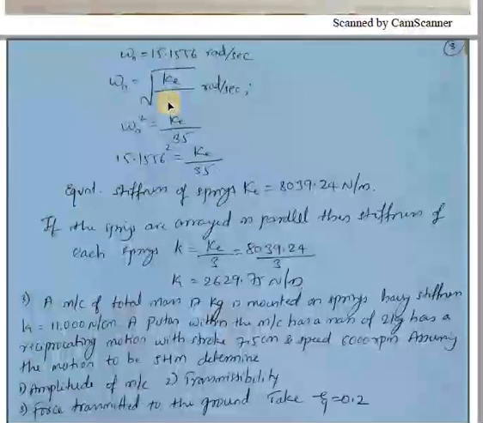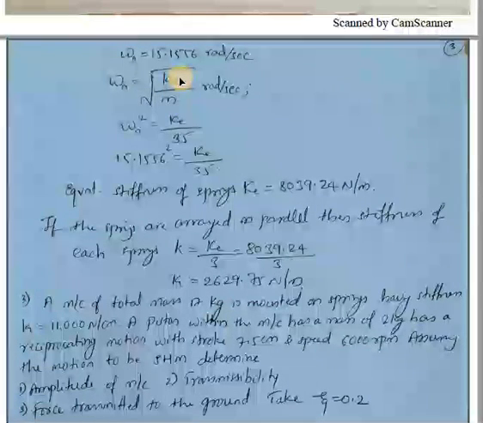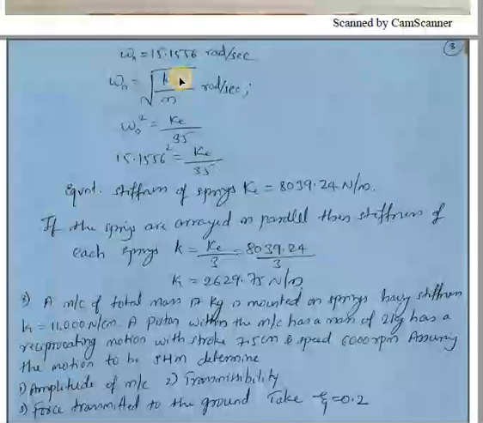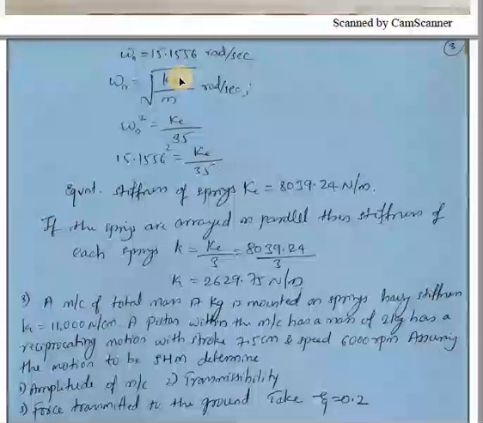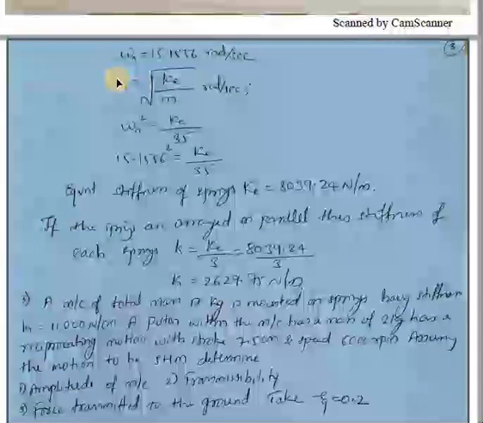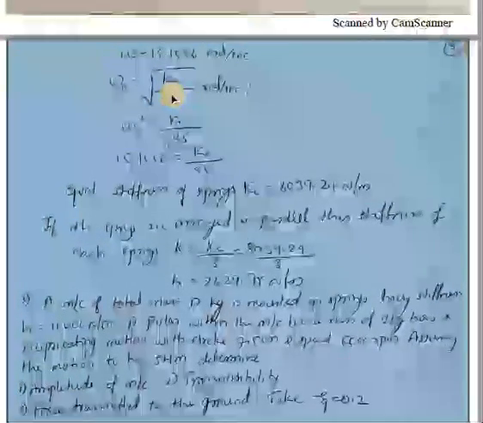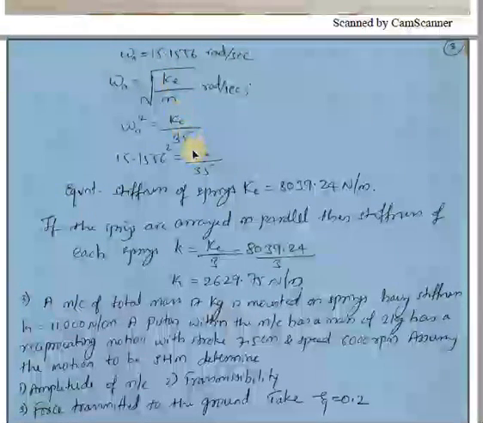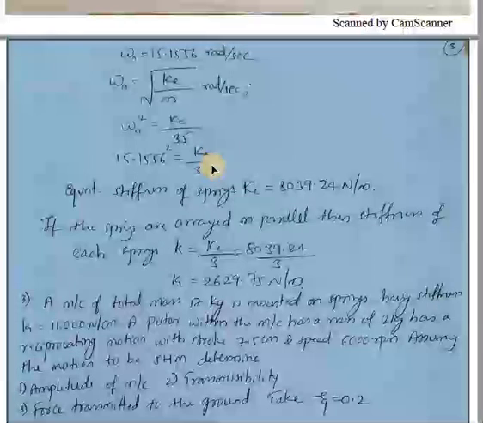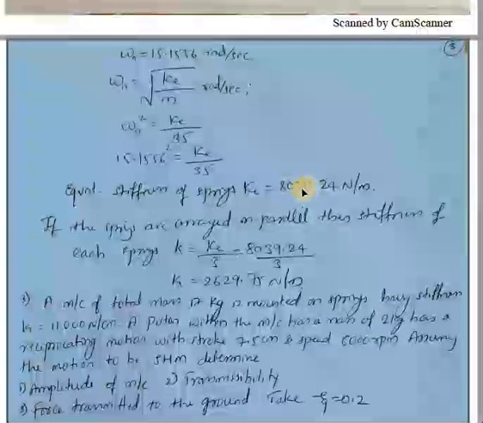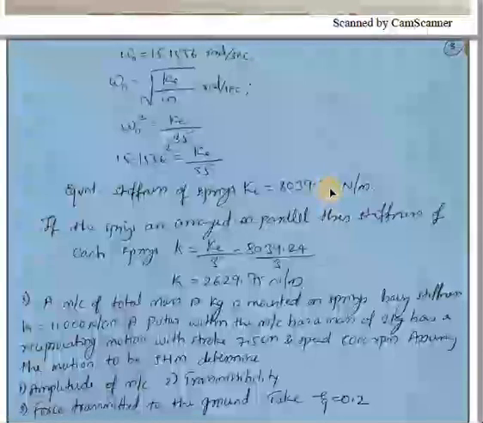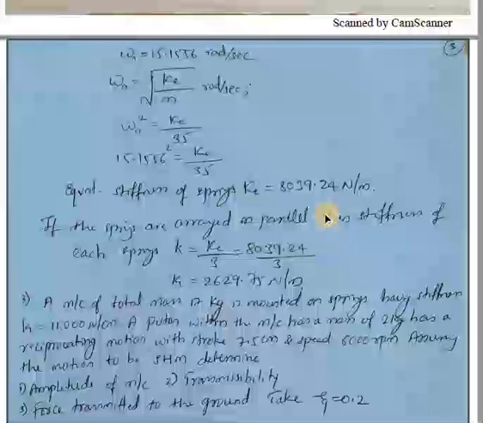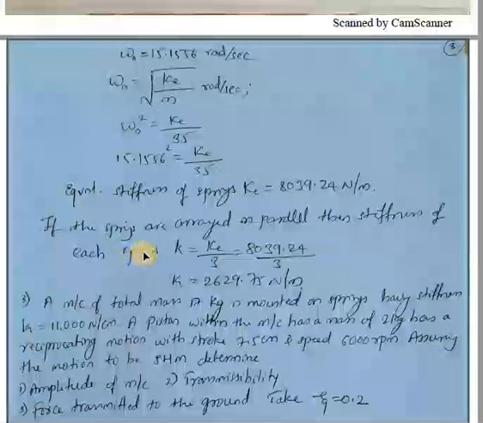And omega n, as we know, we have the common equation as root of Ke divided by m, where this Ke is the equivalent stiffness, because there are 3 springs as given. So in place of K, you have to write Ke. In this equation, you know omega n, which we already calculated, and m is given, so the only unknown is Ke. Simplify to get the value of Ke, and you will get Ke as 8039.24 Newton per meter.